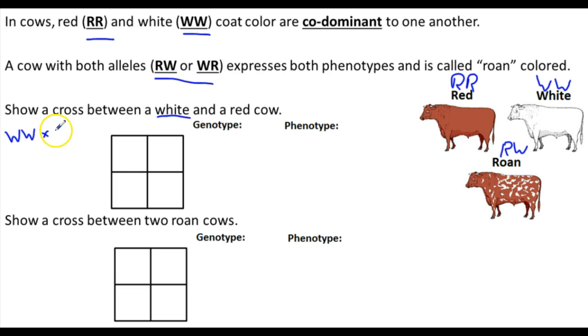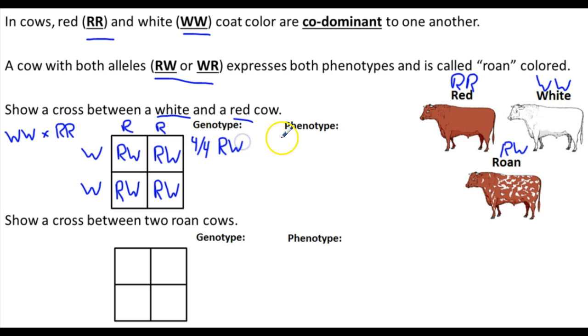So let's show a cross between a white cow and a red cow. Big W with big R. So I set that up on my Punnett square. It doesn't really matter which one's on top or which one's on the side. I'm just arbitrarily putting R first. So my genotype count, all of them are going to be big R, big W. 4 out of 4 of them are going to be roan. So this means that in the cross of red and white, all of their offspring will be that roan color there.